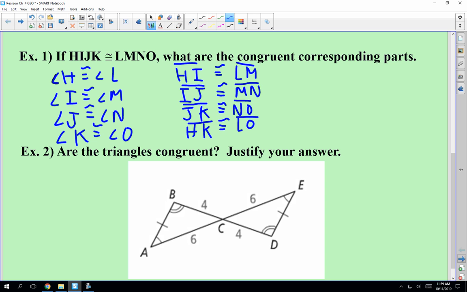So remember, a single arc here means congruent. The double arc means congruent. The single dash on here means those are congruent.